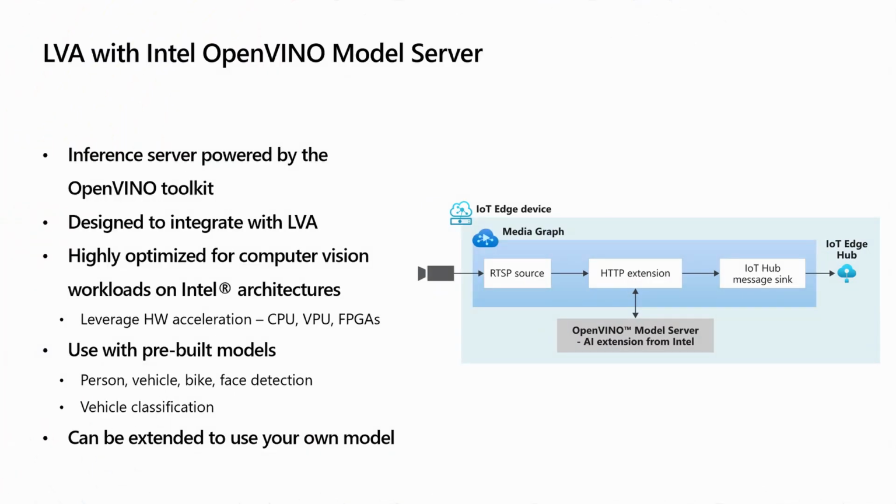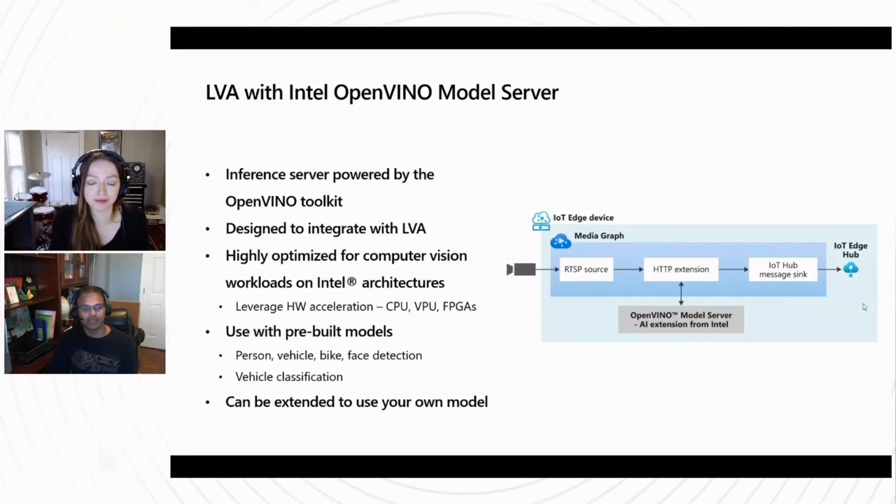Yes, we do actually have a sample of using LVA with NVIDIA DeepStream. So all that happens in that case is that you replace the HTTP extension with gRPC extension, and you can use the sample module that we have available in our GitHub repo, and use DeepStream, which is optimized for the NVIDIA GPUs. Okay, wonderful. Thanks, Milan.